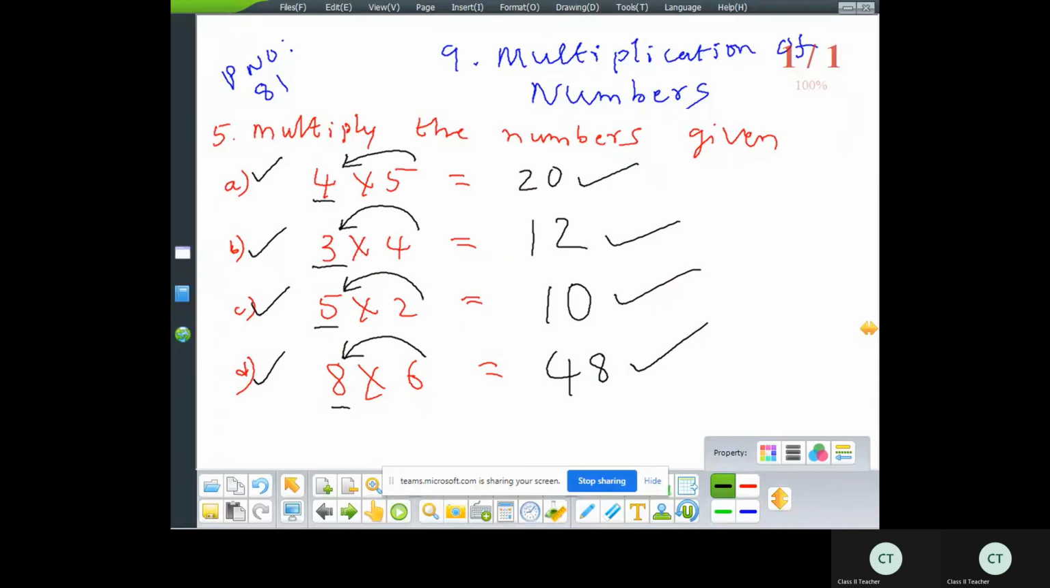Students, 4 fives are 20. That is question A. Now B, 3 fours are 12. Now question C, 5 twos are 10. Question D, 8 six are 48. These are multiplications. Page number 81. Question number 5 is completed. Now question 6.